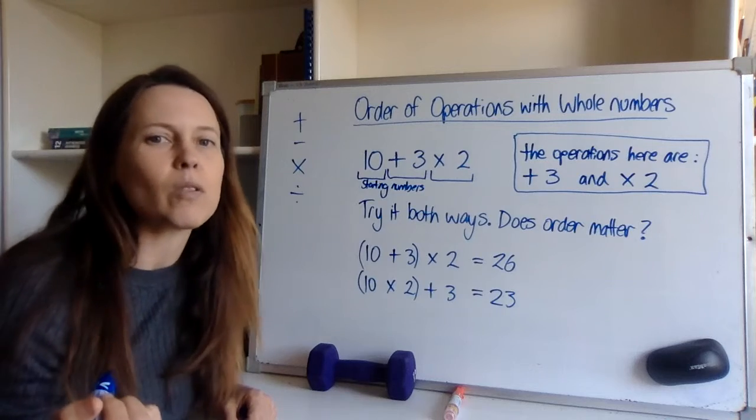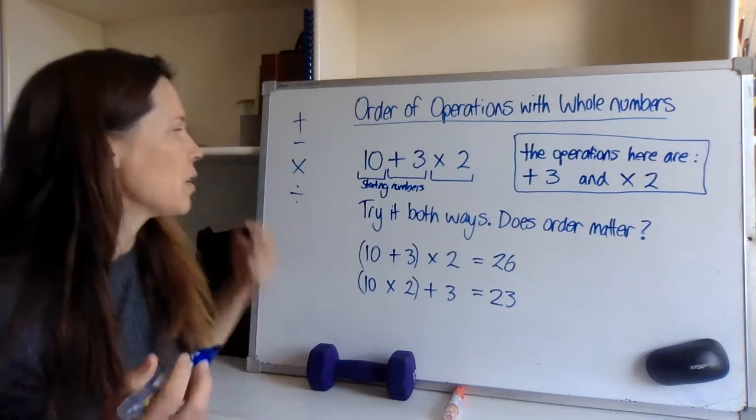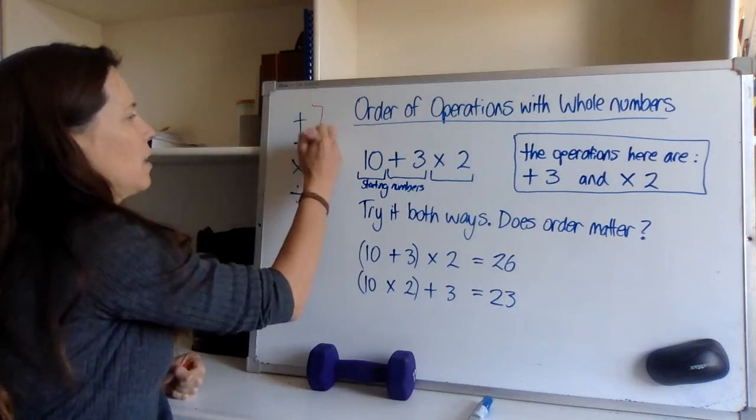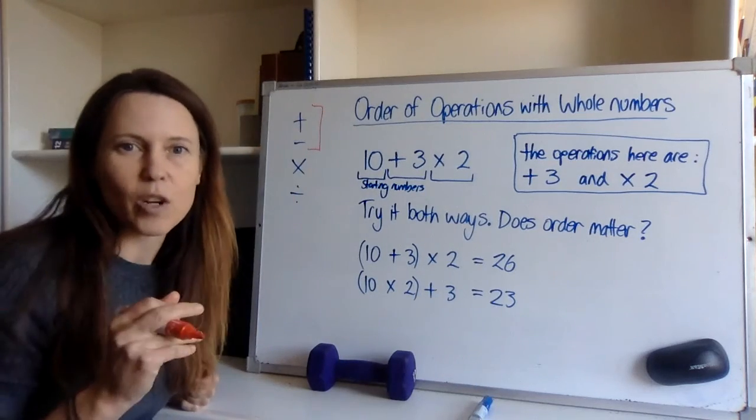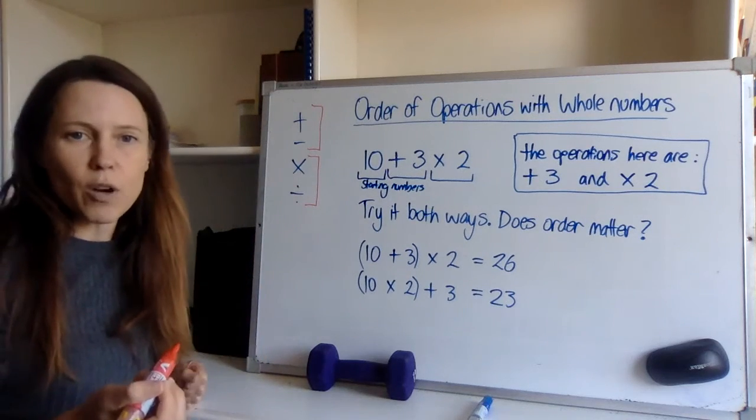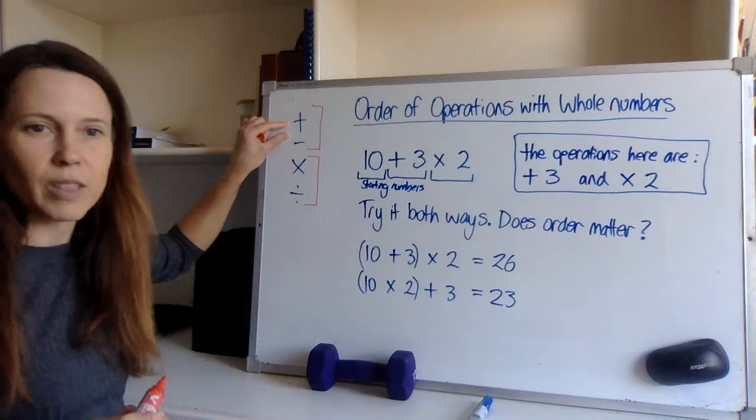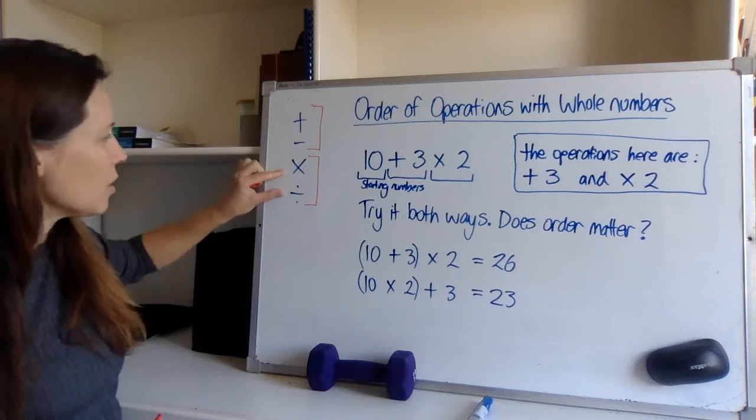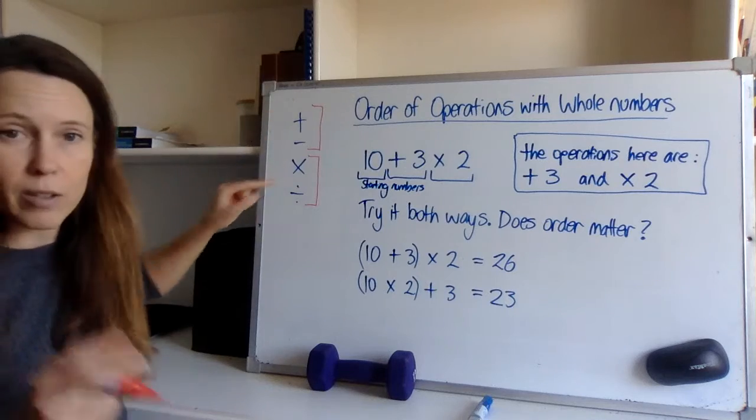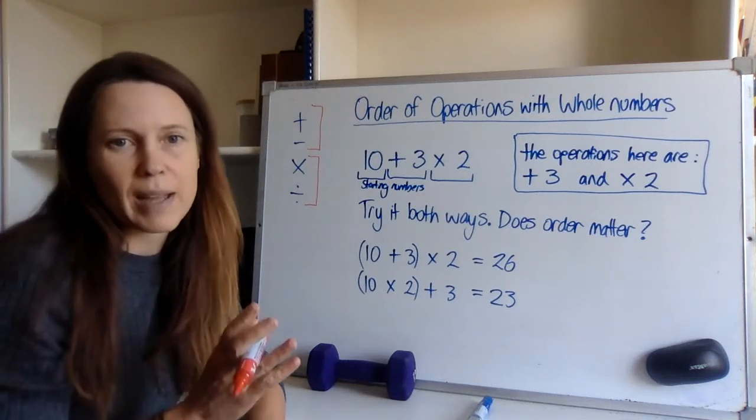Now, sometimes the order matters and sometimes it doesn't. The way to break it down is to know that adding and subtracting are close friends. They're very similar. They're just the opposite of each other. And multiplying and dividing are close friends. If you're only adding and subtracting, the order doesn't matter. And if you're only multiplying and dividing, the order doesn't matter. But if you're doing one of these and one of those, mixing them up, the order matters.